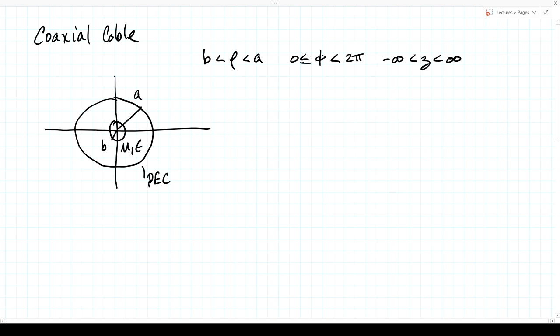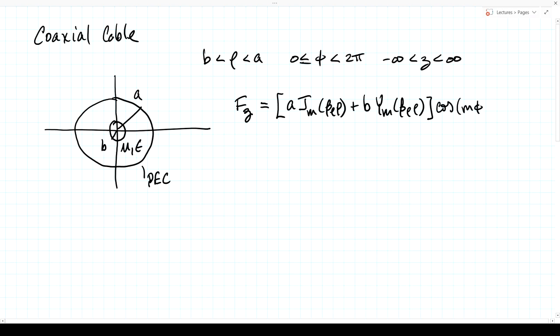That means if, for example, we look at TEz modes in this case, our Fz could have an arbitrary combination of the two types of Bessel functions: A J_m of beta rho rho, plus B of the second kind of Bessel function, Y_m of beta rho rho, times cosine m phi, e to the minus j beta z z. Now the boundary conditions are that E phi, and of course there's no Ez component for a TEz mode, so it would just be E phi, is equal to zero at rho equal to a and b, two different values of rho. There's no longer a condition that the fields be finite at the origin.